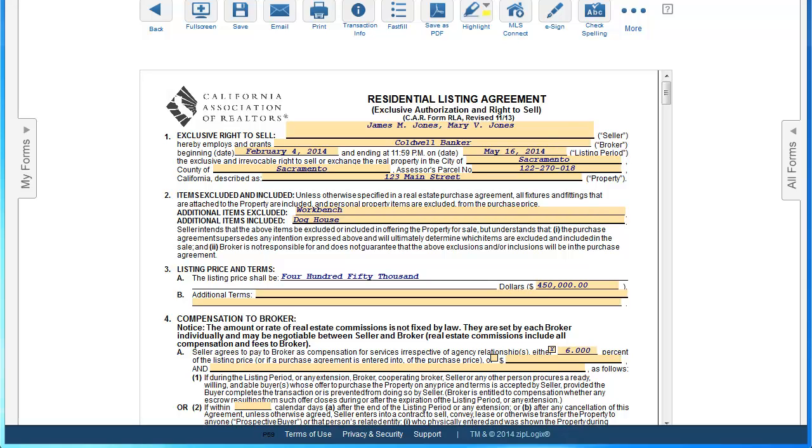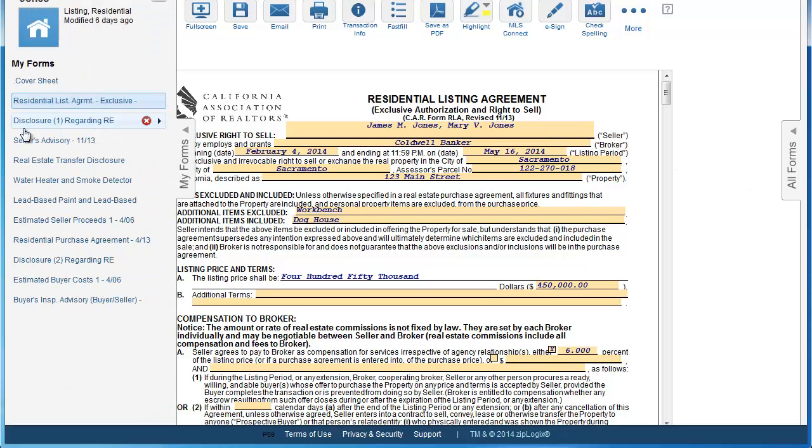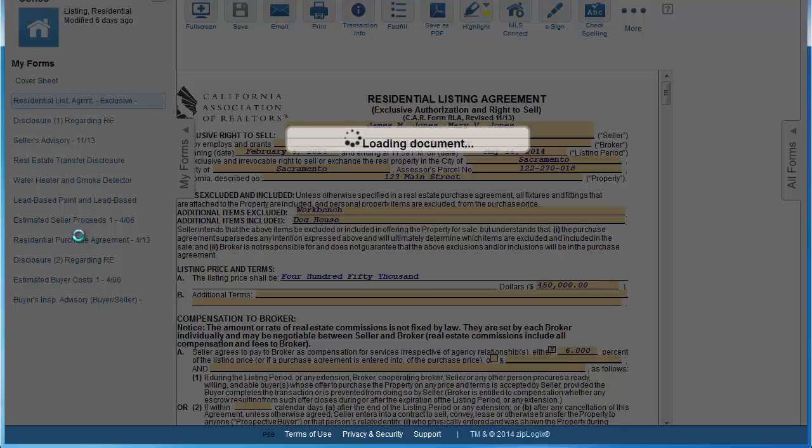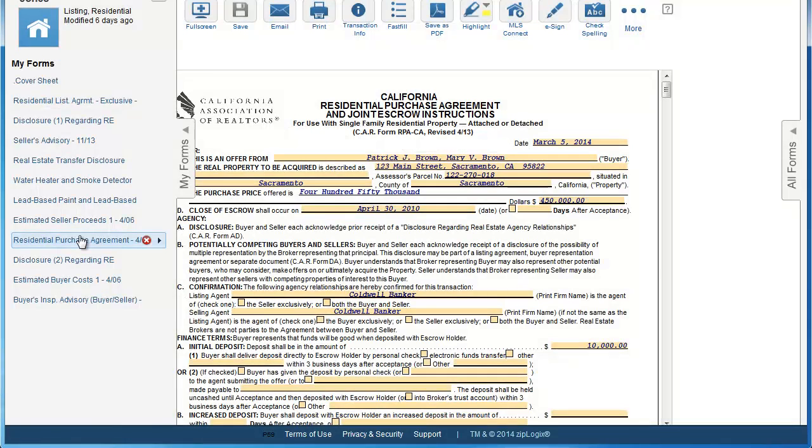What I want to do now is to go over the other form that you're going to be filling out, which is the residential purchase agreement and joint escrow instructions. So I'm going to go ahead over here and pull that form up, which is located right here. And we're going to be bringing that form in. And of course, I'm going to move this out of the way.